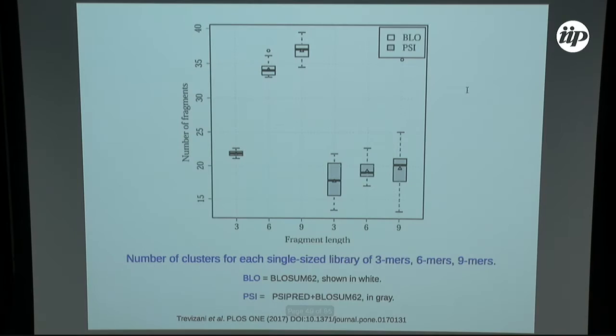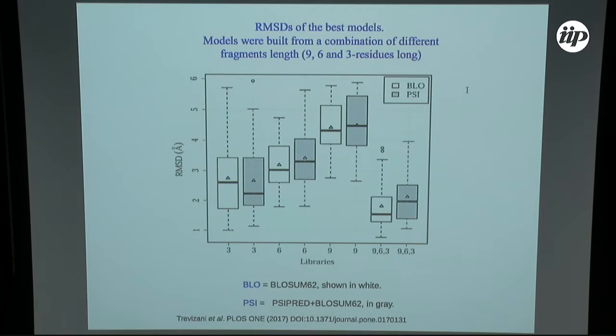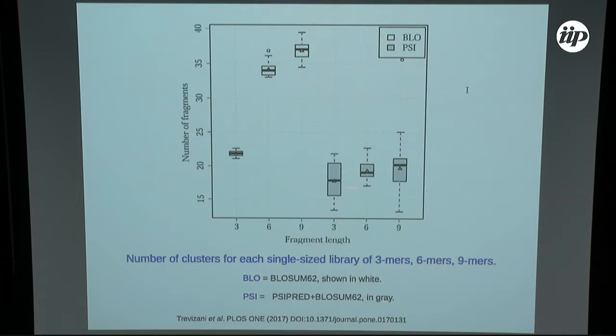And another important point: here you have the two approaches, Blosum and PSI, with practically the same results. But when you use the secondary structure prediction, we have a lesser number of fragment clusters than when we use Blosum. This is very important if you are dealing with a strategy which has to choose the fragments.